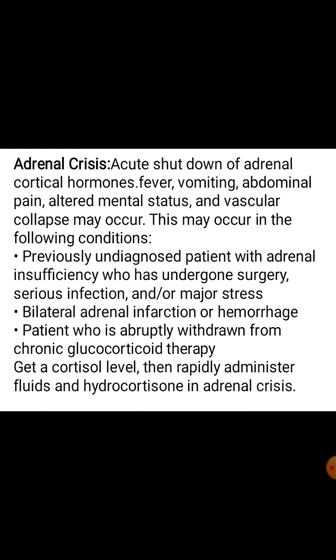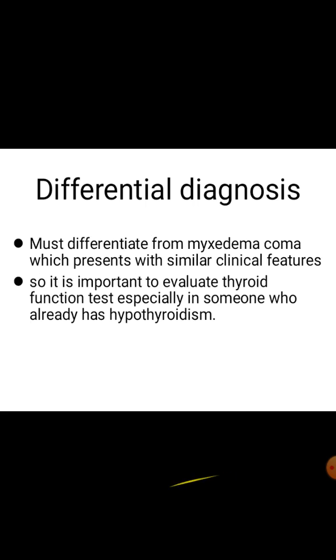Adrenal crisis: acute shutdown of adrenal cortical hormones. Fever, vomiting, abdominal pain, altered mental status, and vascular collapse may occur. This may occur in the following conditions: a previously undiagnosed patient with adrenal insufficiency who has undergone surgery, serious infection, or major stress; bilateral adrenal infarction or hemorrhage; or a patient who is abruptly withdrawn from chronic glucocorticoid therapy. Get a cortisol level, then rapidly administer fluids and hydrocortisone in adrenal crisis.